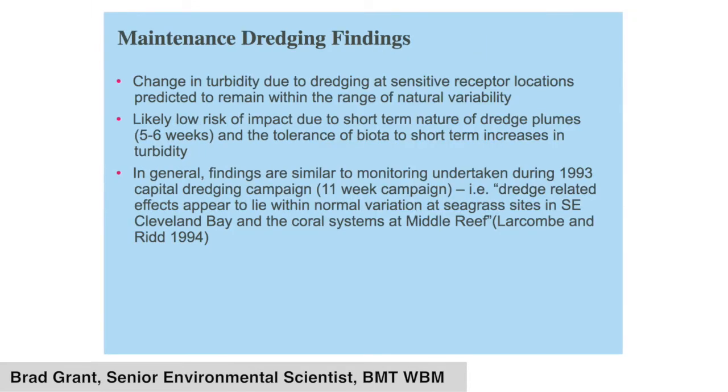Yeah. So a couple of slides on maintenance dredge findings. So we found that the change in turbidity due to dredging at sensitive receptor locations is predicted to remain within the range of natural variability. So we had the zone of influence, but we didn't have any zones of impact from maintenance dredging. Combined with that, there was a likely low risk of impact due to the short-term nature of dredge plumes. So those maintenance dredges are only there for about 5 or 6 weeks. Seagrass, corals and stuff can handle, as Ross was saying, these periods of increased turbidity for that time frame. So that added or supported the low risk of impacts.